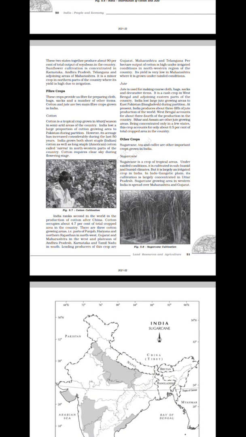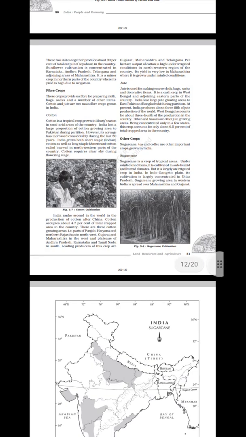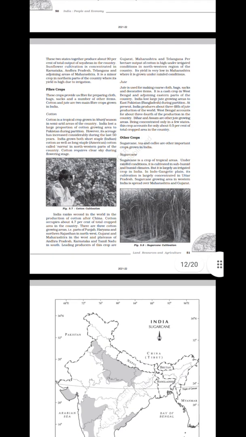Leading producers of these crops are Gujarat, Maharashtra, and Telangana. Per hectare output of cotton is high under irrigated conditions in northwestern region of the country. Its yield is very low in Maharashtra, where it is grown under rain-fed conditions. Jute. Jute is used for making coarse cloth, bags, sacks, and decorative items. It is a cash crop in West Bengal and adjoining eastern parts of the country.